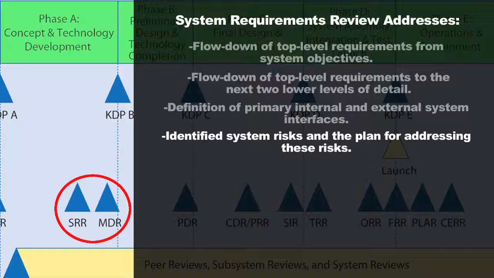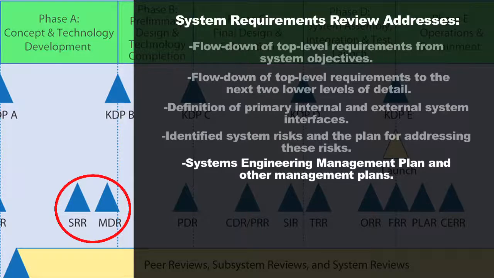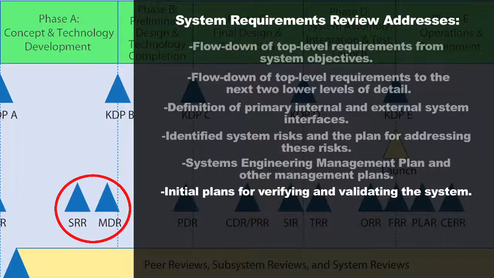And that things like the system engineering management plan, how am I going to manage this project from a system engineering standpoint, and all of your other processes and tools for management have all been put in place and are ready to go. And that there's an initial plan for verifying and validating the system. We'll talk more about verification and validation in another unit, but suffice it to say that as you're defining requirements for a system, sooner or later when you build the system, you're going to want to verify that that system as built can meet the requirements.